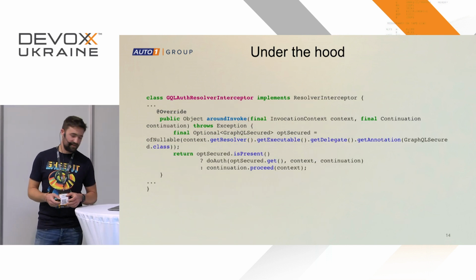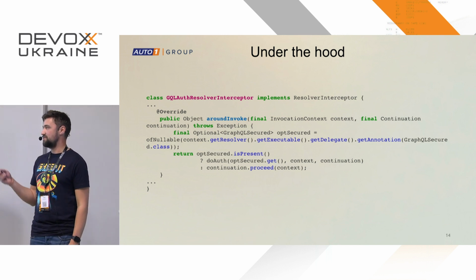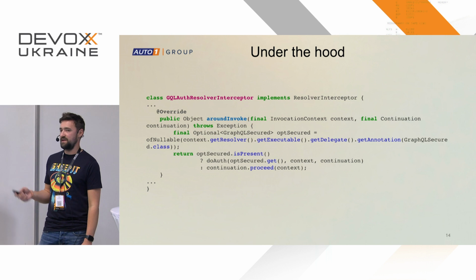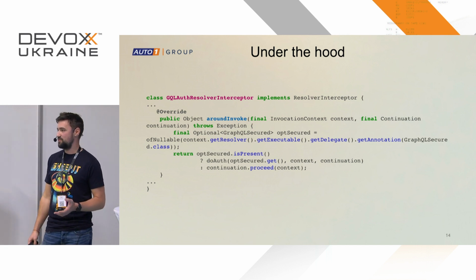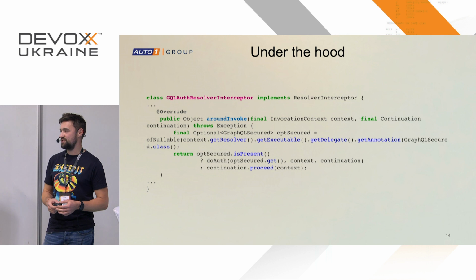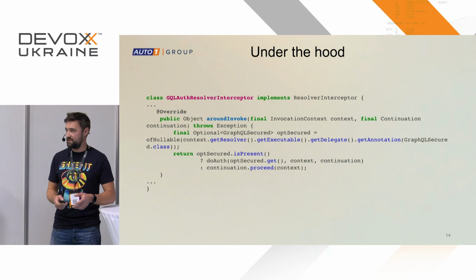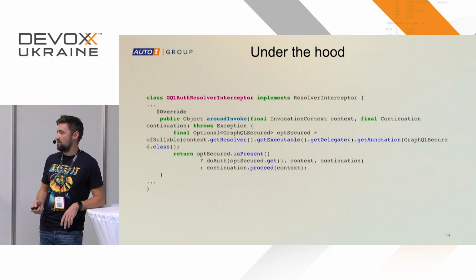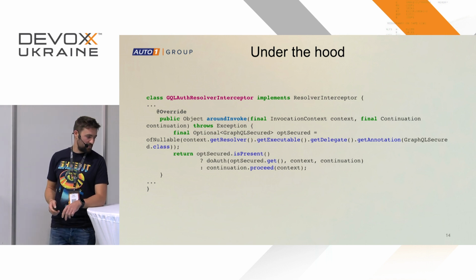Now a tiny look under the hood. In the speaker, there is a resolver interceptor, which we implemented, and we execute this around invoke. If there is a GraphQL secured annotation, then we do these authorization checks. So for a developer, it's quite easy to create endpoints and operations. He just needs to keep in mind that the operation name is still needed, and annotate the classes.